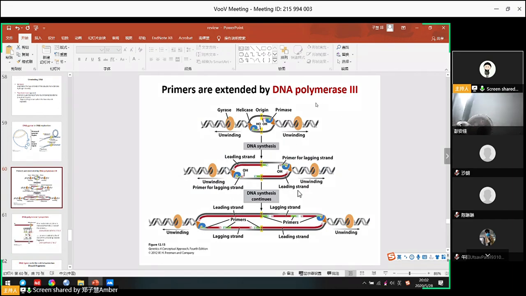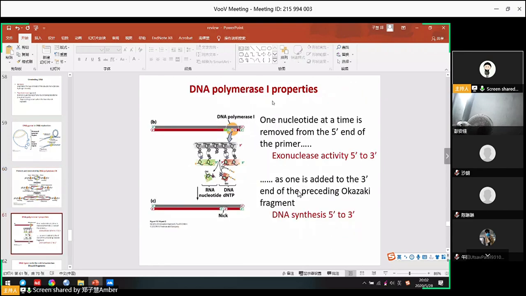Next enzyme, DNA polymerase 3. It's used for extension. Next is DNA polymerase 1. So DNA polymerase 1 firstly has the exonuclease activity from 5' to 3'. It's used to remove the RNA primer. And next is the DNA synthesis.